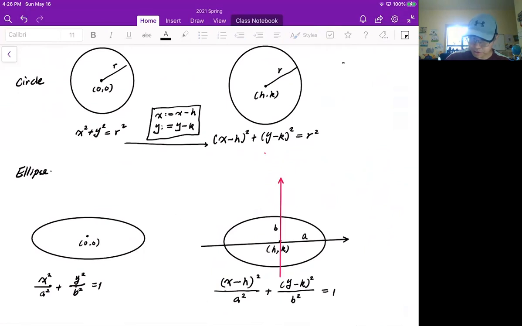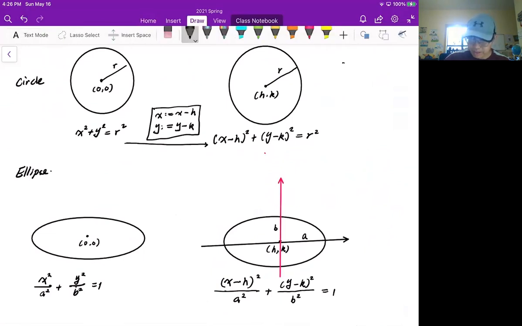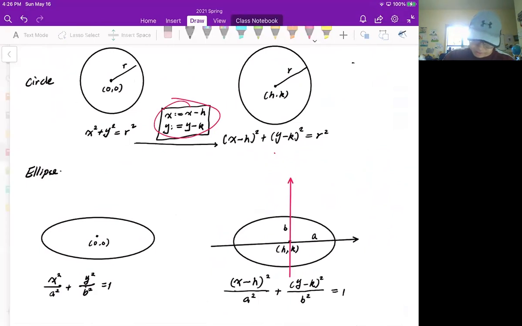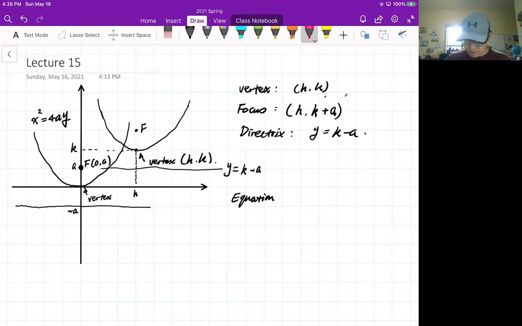Okay, I'm going to just show you here. The main part is just this. So x is replaced by x minus h, y is replaced by y minus k. Okay, so what do I do today? Well, this is my original equation, if the vertex is at the origin, 0, 0. But now the vertex is moved to h, k, now you do the same thing.